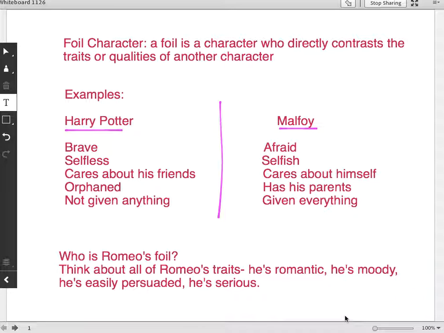And then I want you to be able to explain to me why that person is Romeo's foil character. What characteristics does that character possess to help us identify him or her as Romeo's foil character? And then I'd like you to, if you can, use some textual support or reference a scene in the play that highlights some of these contrasting characteristics. Let me know if you have any questions or need any help.